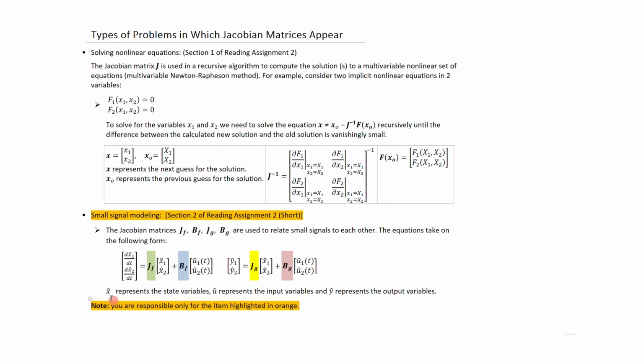Again, just to repeat, x hat represents state variables. Again, small signal perturbations. u hat is the input variable perturbation. y hat is the output variable perturbation. You're only responsible for the term highlighted in orange.